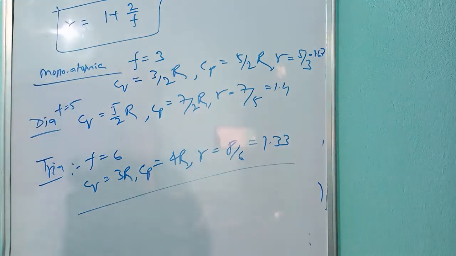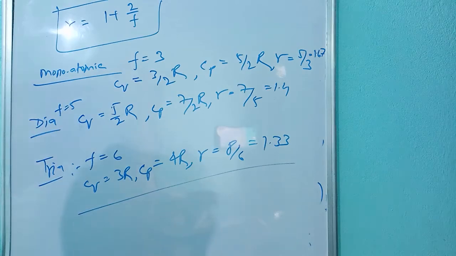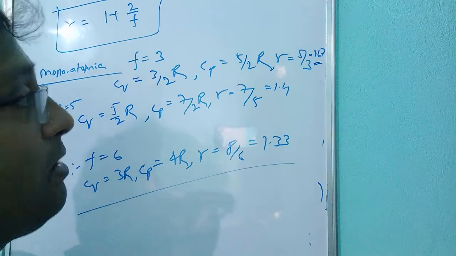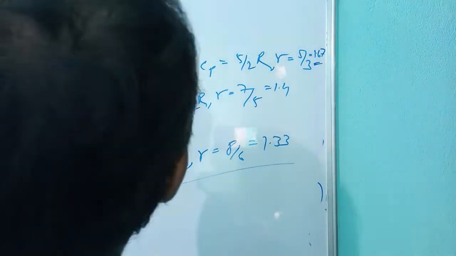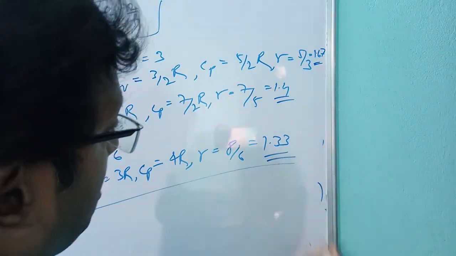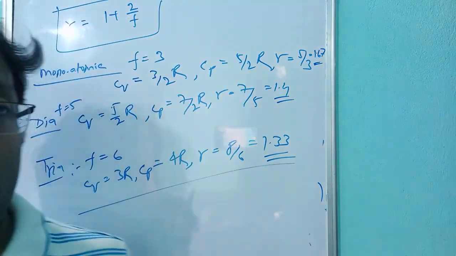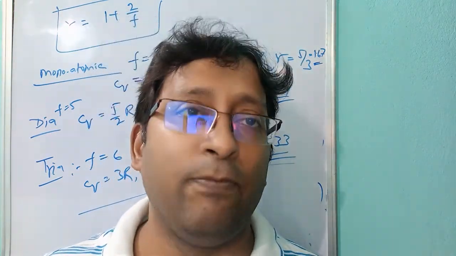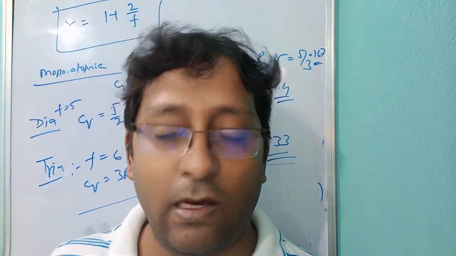Whatever values I have calculated here for monoatomic, diatomic and triatomic, always remember this. In the case of monoatomic, gamma is equal to 1.67. In the case of diatomic it is 1.4. In the case of triatomic it is 1.33. Make sure these values are only for room temperature. At lower or higher temperature, this gamma can deviate.